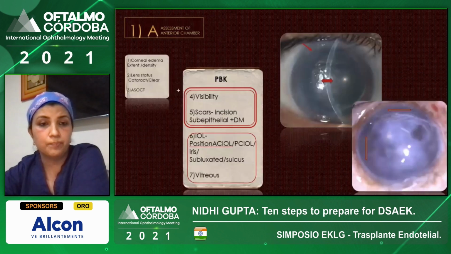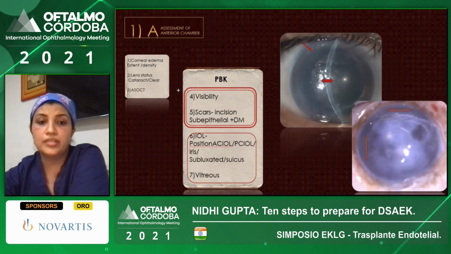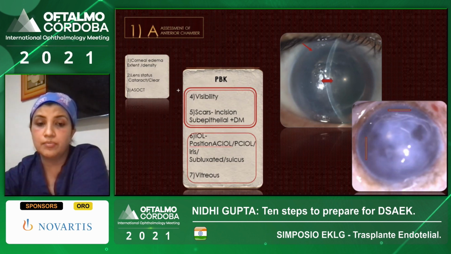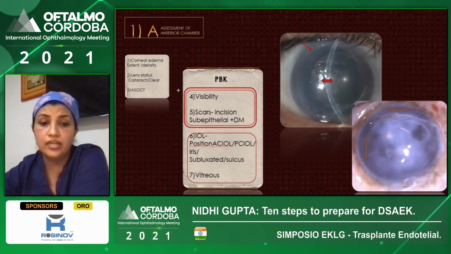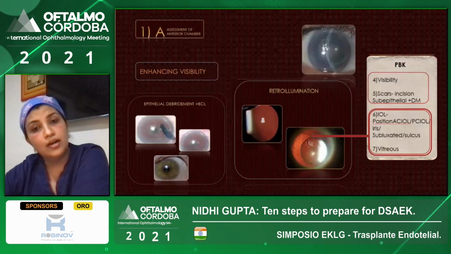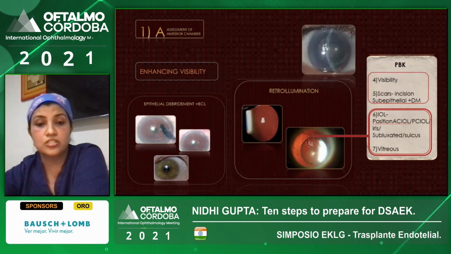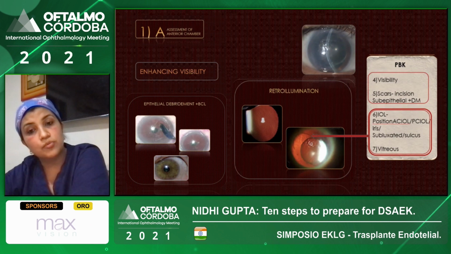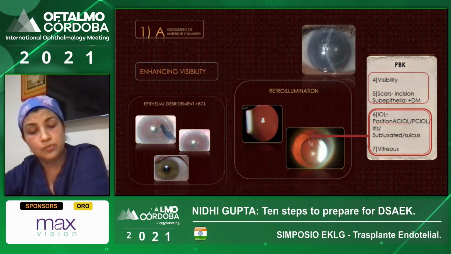A little more complicated are cases of pseudophakic bullous keratopathy, in whom you have an issue of visibility apart from other issues of previous scar as well as subepithelial and Descemet's membrane scarring. What would also be useful in these patients is to see how the IOL is, whether it's well placed or you have a subluxated IOL, for which you will have to decide on removing or replacing your IOL with another one.